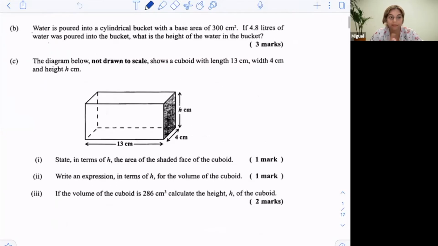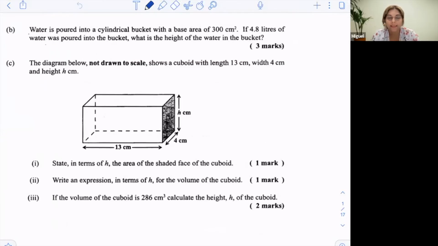So let us begin. Water is poured into a cylindrical bucket with a base area of 300 centimeters squared. If 4.8 liters of water is poured into the bucket, what is the height of the bucket? So we are going to assume that this glass is my cylindrical bucket. The base area, it is a circle. Are you all seeing that?